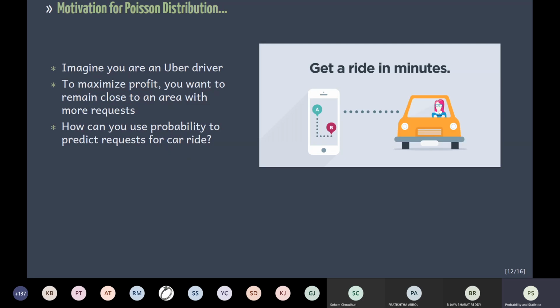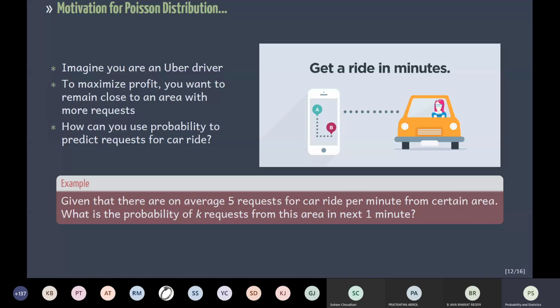Imagine that you are trying to solve this problem, given that there are on average 5 requests for a car ride per minute from a certain area. This is given to you. So what you are given is an average. What is the probability of k requests from this area in the next 1 minute? We are talking about probability. I'm not just asking for requests.